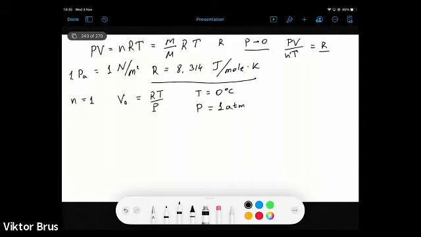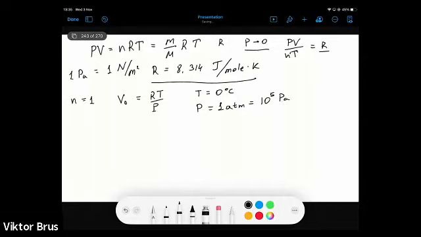By the way, what is 1 atmosphere in terms of Pascal? Do you remember? Approximately 10 to the power 5. Okay, fair enough, 10 to the power 5 Pascal.